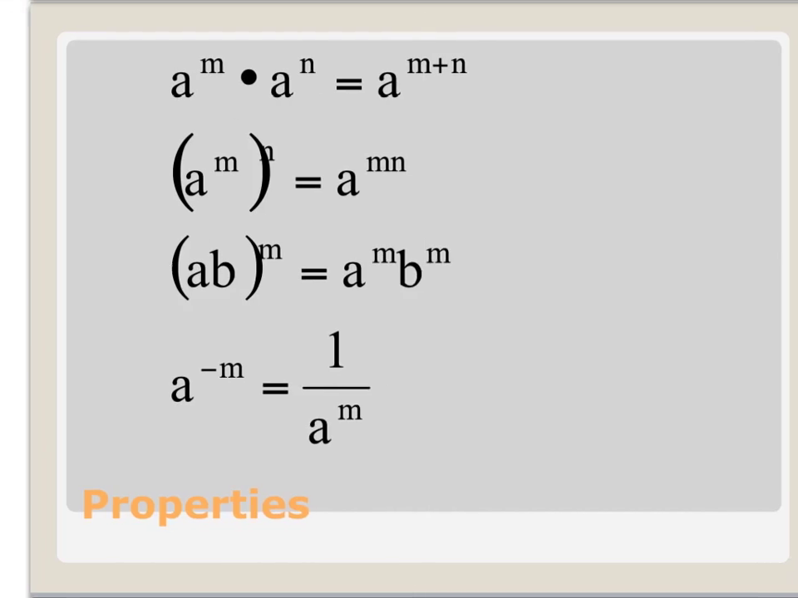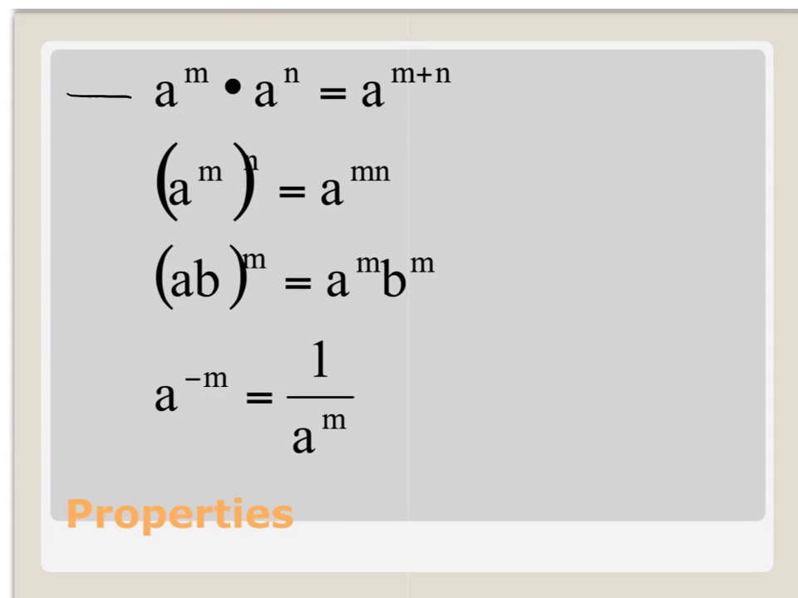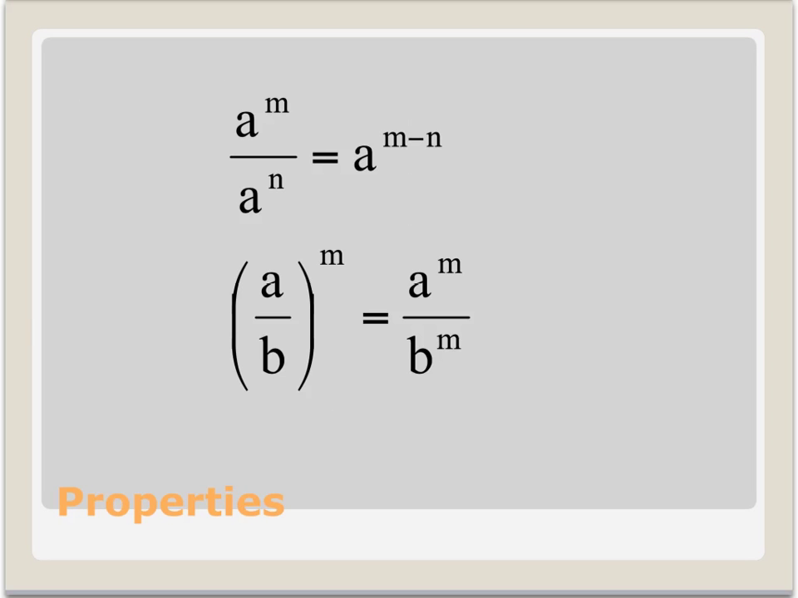So remember, when we multiply with the same base, we add the exponents. Power to a power, we multiply the exponents. Multiple bases, power to a power, we distribute the exponent. Negative exponents move around the fraction. Division we subtract, and division within power to a power we also distribute. So let's see how this works with those fraction exponents.